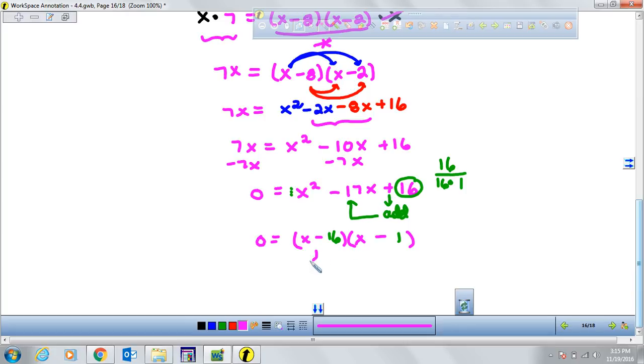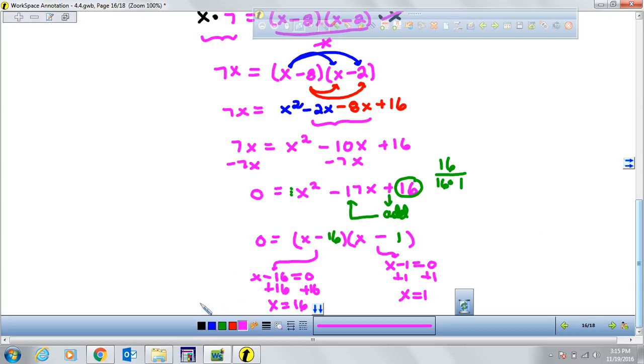Right? Then we set them equal to 0. So x minus 16 equals 0. And right here, x minus 1 equals 0. So I add the 1 to the other side here. So it gives me x equals 1. I add the 16 right here to the other side. So x equals 16.